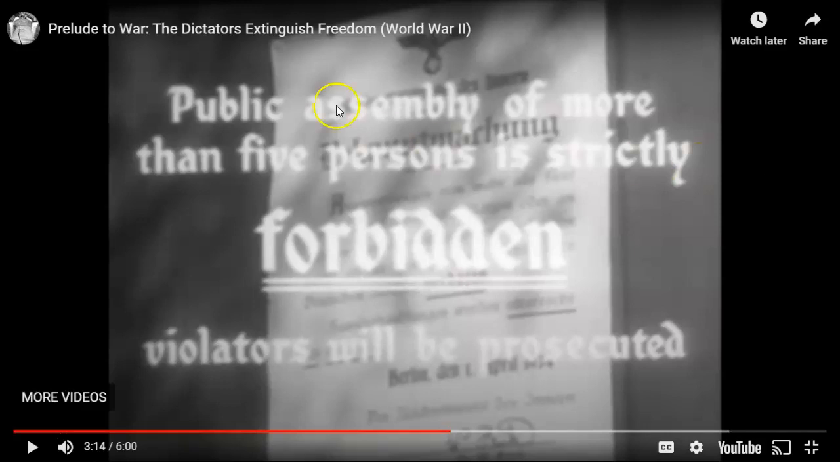You could not assemble. This public assembly of more than 5 persons is strictly forbidden. Violators will be prosecuted. Now, I know that sounds like now, but now is a completely different reason than it was back then. Back then, they were doing it to eliminate people gathering and saying, hey, we should stop these guys before they get even more powerful. Now it's to keep us safe. Back then, it was to prevent people from overthrowing these dictators.